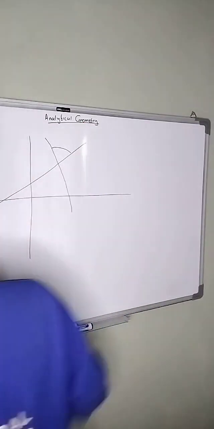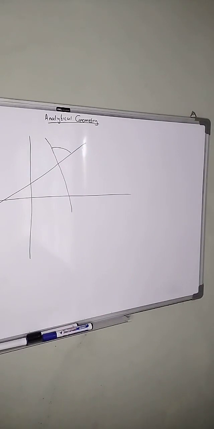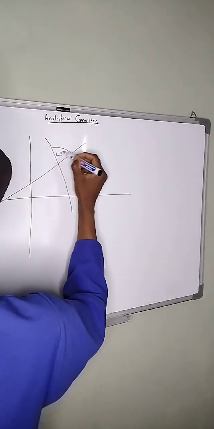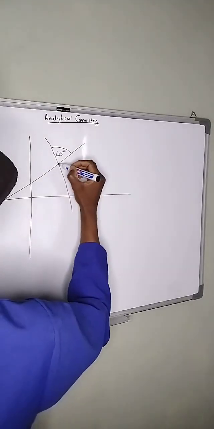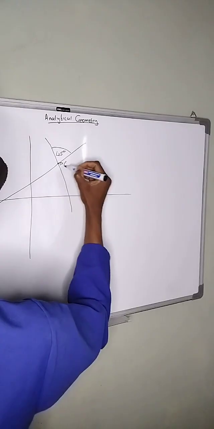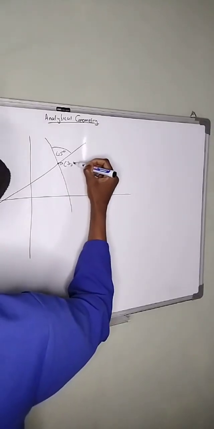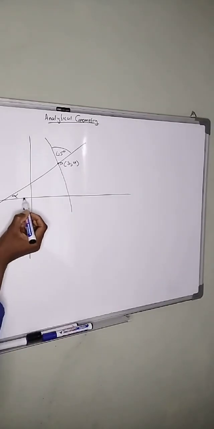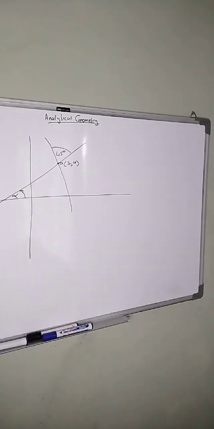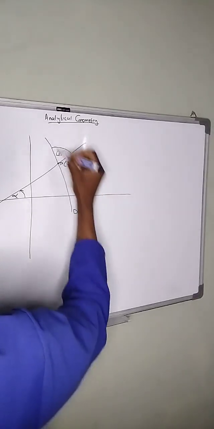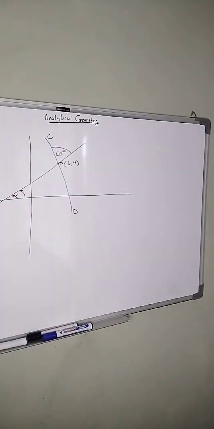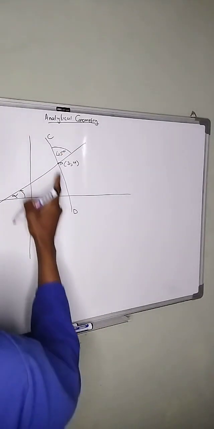This angle is going to be 45 degrees, and they're saying we have angle P, which is 5, 4, and we have theta, alpha, and we have D, and we have C, and we have DPC.